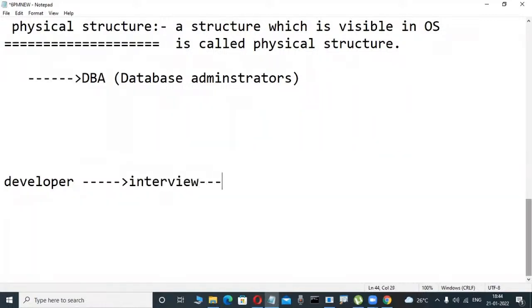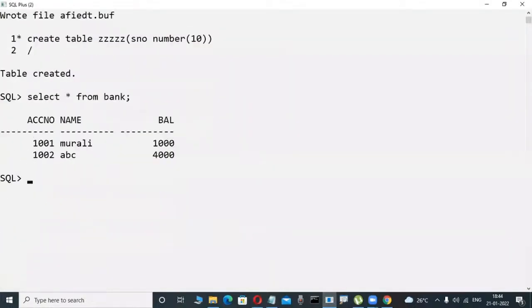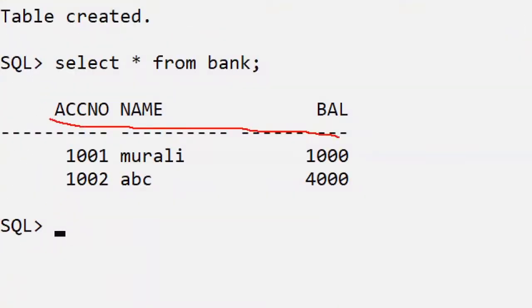What is a database? They may not ask, but generally, what is a database? When they ask, the developers answer from the logical structure side: it is a place where we can store a structured collection of data. Is this a structured collection of data or not?